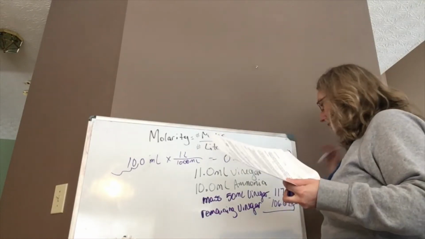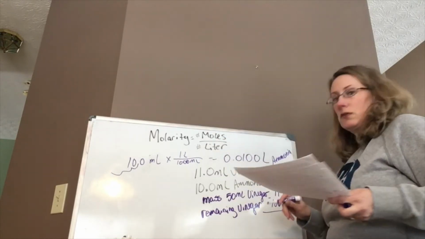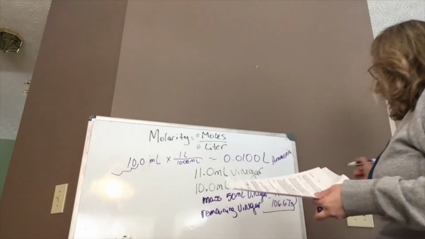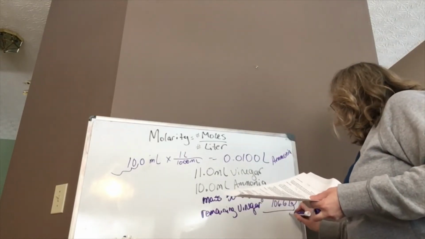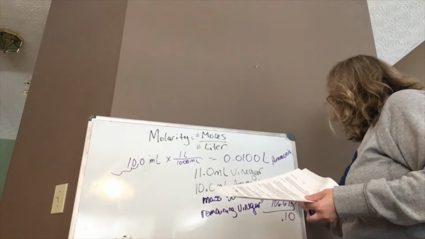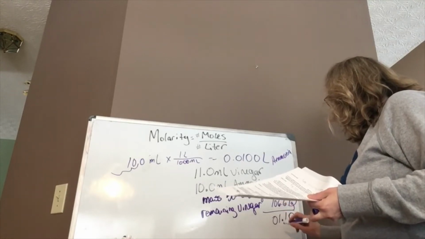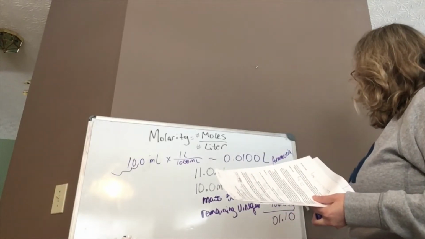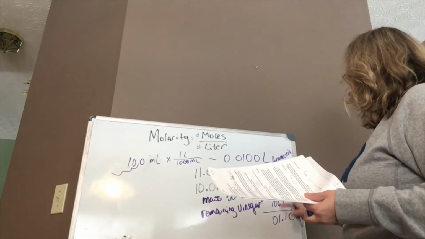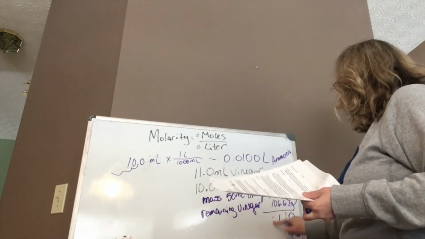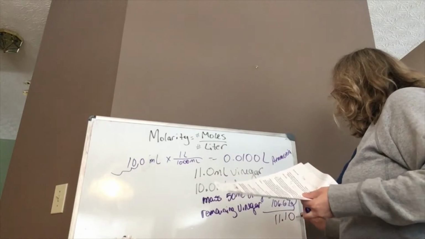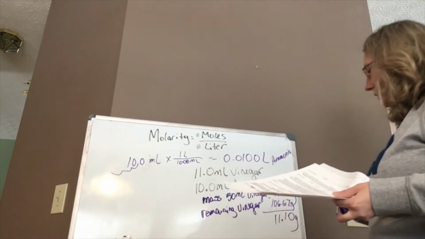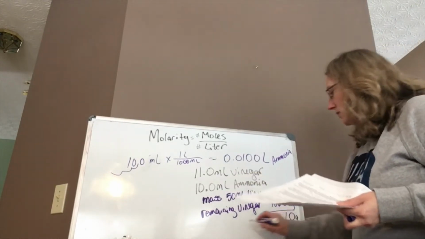Do we know how many grams of vinegar we used? You're going to subtract those two numbers. I don't have a calculator, so I'll have to actually do it. No, that's not right. 7, 1, 1. This is a 1. And that's a 0. So 11.1. So 11.10 grams of vinegar.